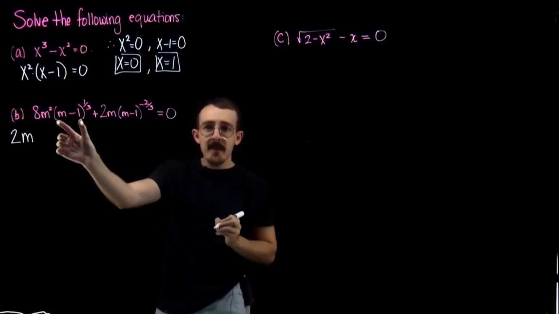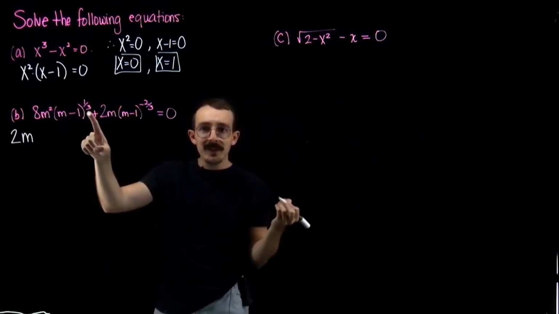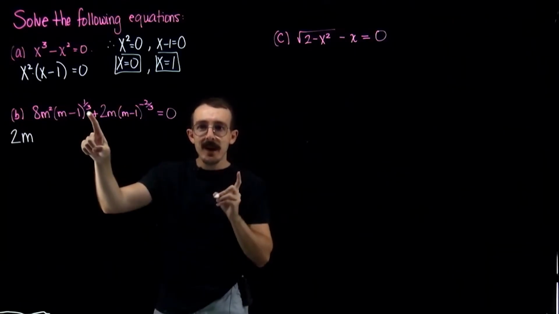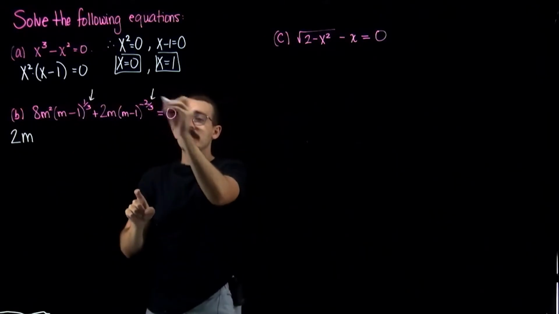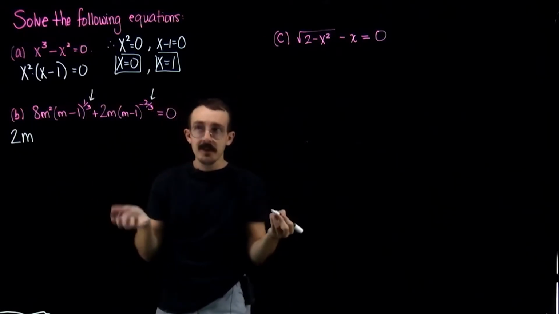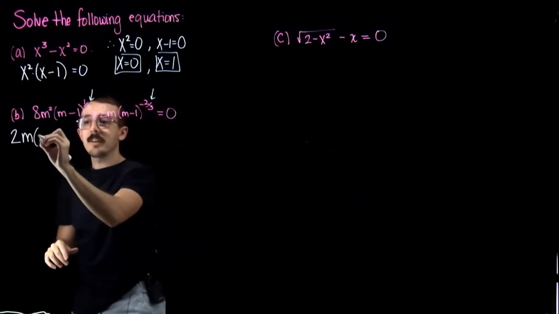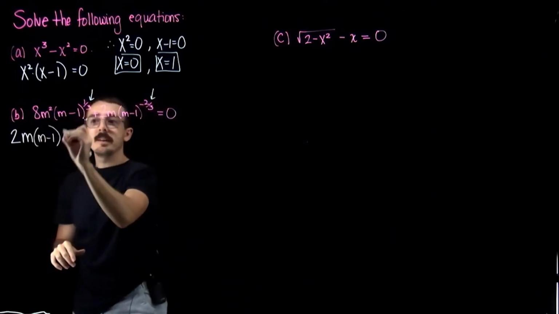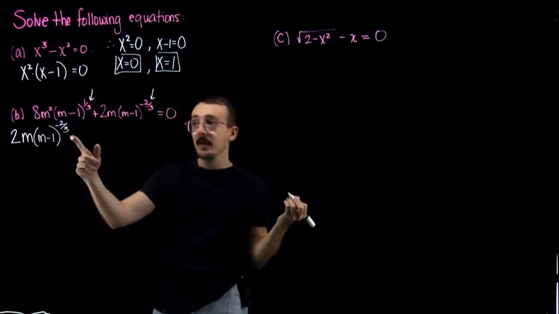We also have this m minus 1 factor in each of these. The powers are weird, but you just need to look at the smallest power again. So out of 1/3 and -2/3, what is the smaller number? It's this one. That's how you know which one to factor out. So you're going to also factor out m minus 1 to the -2/3, purely because that is the smallest power.